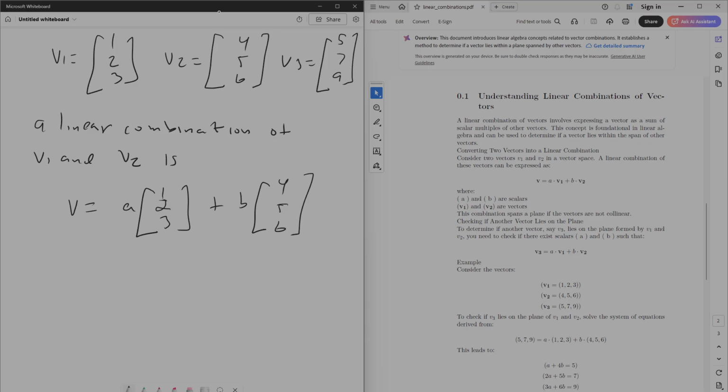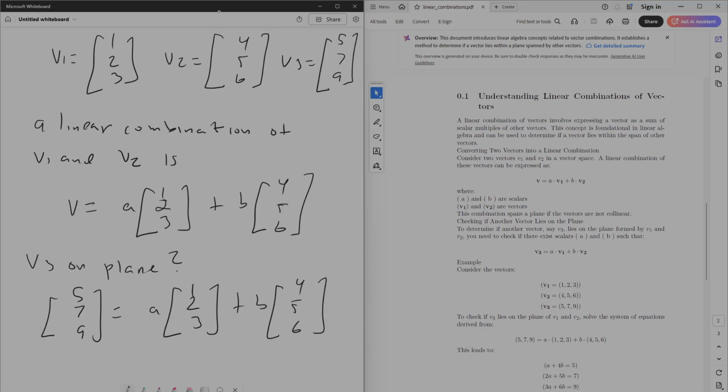And let's say we want to find out if vector b3 is on this plane. So we need to find a and b such that 5, 7, 9 is equal to a times 1, 2, 3 plus b times 4, 5, 6. So how do we do it?